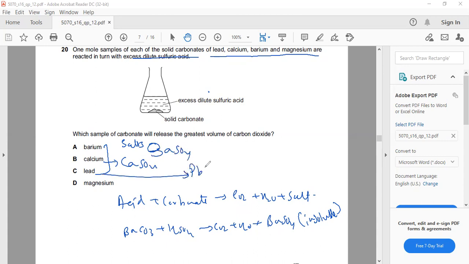Same here, it will form insoluble sulfate with sulfuric acid, which prevents further reaction. Magnesium sulfate is soluble. So magnesium carbonate is the answer.